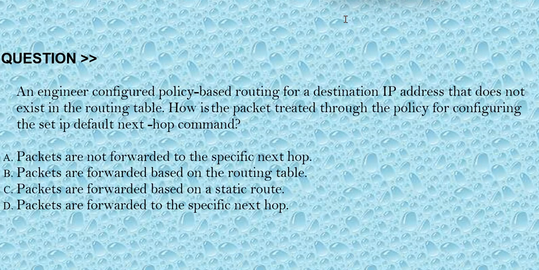Our next question is, an engineer configured policy-based routing for a destination IP address that does not exist in the routing table. How is the packet treated through the policy of configuring the set ip default next-hop command? The options are: option A, packets are not forwarded to the specific next hop. Option B, packets are forwarded based on the routing table. Option C, packets are forwarded based on the static route. Option D, packets are forwarded to the specific next hop. The correct answer is option D.